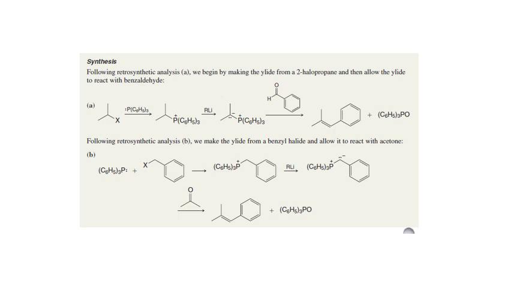Following the retrosynthetic analysis, or strategy B, we make the ylide from benzyl halide and allow it to react with acetone as follows. Triphenylphosphine plus benzyl bromide gives benzyl triphenylphosphonium bromide. The proton can be removed by alkyl lithium to give the ylide. The ylide reacts with acetone to give the required product.